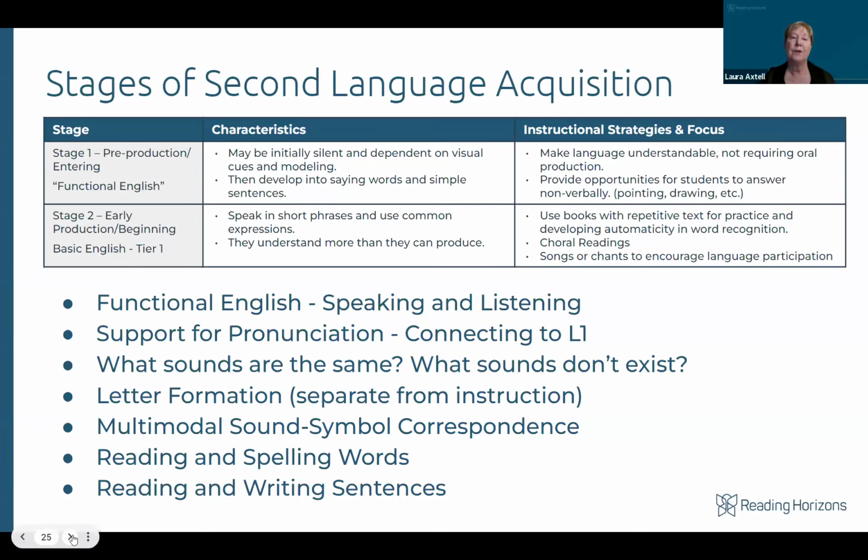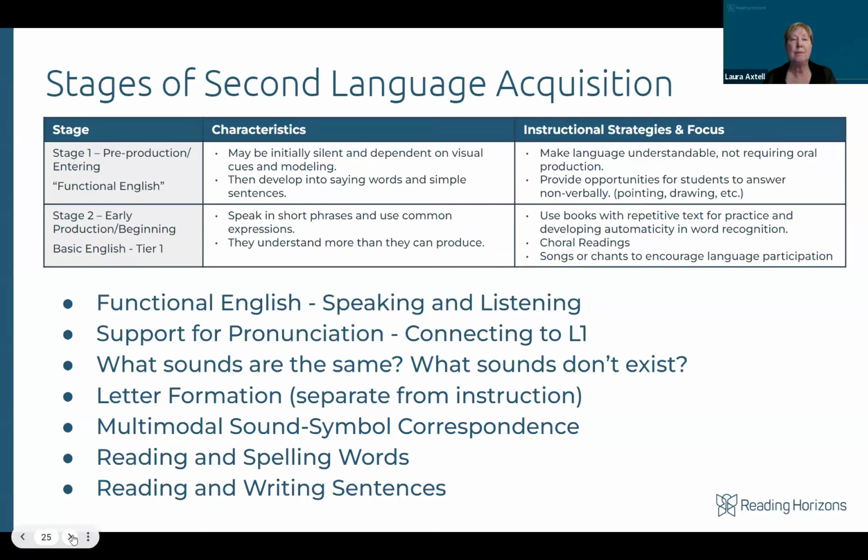And again, we're going to start with that functional English, speaking and listening skills, and support for pronunciation. So really helping students get those phonemes, those sounds. And then identifying, as we mentioned, what sounds are the same, what sounds are different. And then we go into letter formation. If a student is coming from a language that doesn't use a Roman alphabet, that should be separate from instruction. Practicing letters and making the sound for that letter over and over again is going to be important. We don't want to overload students or increase the cognitive load by having them listening and trying to apply sounds while they're learning to make the letter as well. So, and then they'll come together.